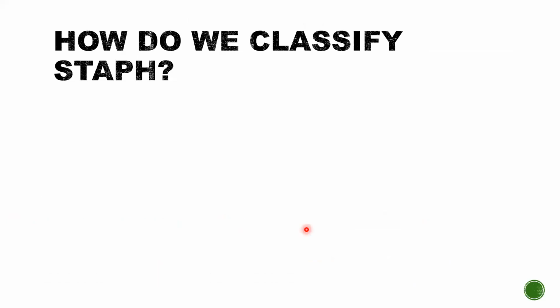Now, how do we classify staph? An important thing is coagulase. Coagulase is the most important thing you need to know. So if you have an organism that's catalase positive, it means you're dealing with staph. How do you know which staph exactly you're dealing with? We look at the coagulase test.